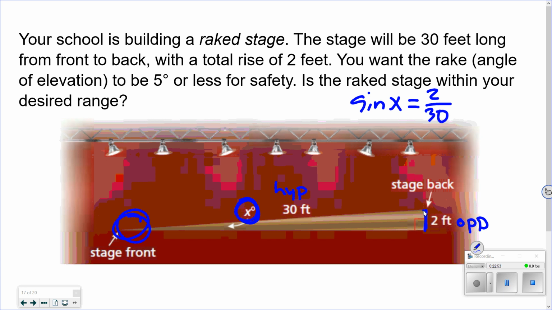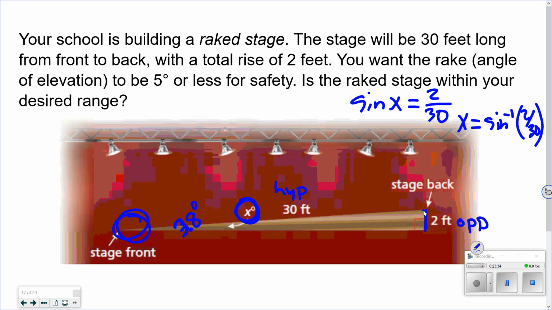Okay, this is really important. Now we're trying to find an angle. If I'm trying to find an angle, that means I always do the inverse. So x is going to equal the inverse sine of 2 over 30. That's what we're going to put in our calculator. So grab your calculator, inverse sine of 2 divided by 30 comes out to be 3.8. So this angle down here is 3.8 degrees. It said it was safe if we wanted to be less than 5 degrees. 3.8 is less than 5 degrees. So is it within our desired range? We would say yes.